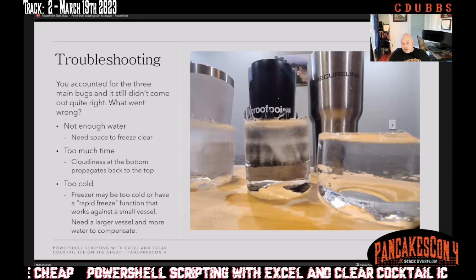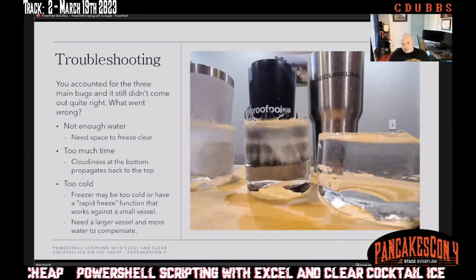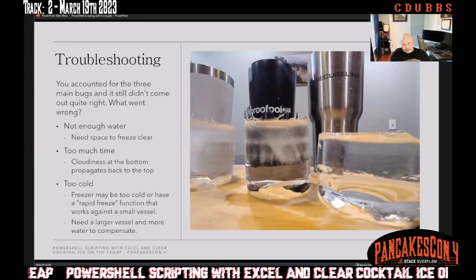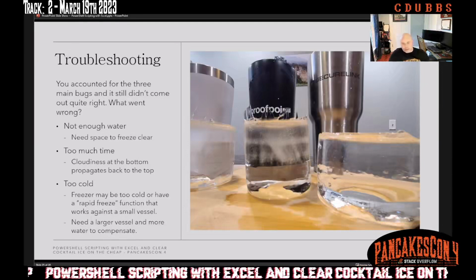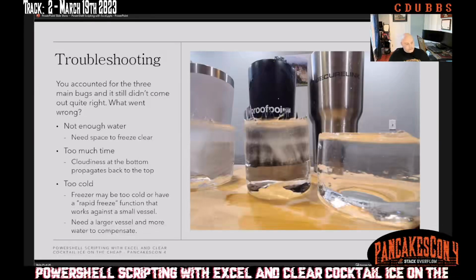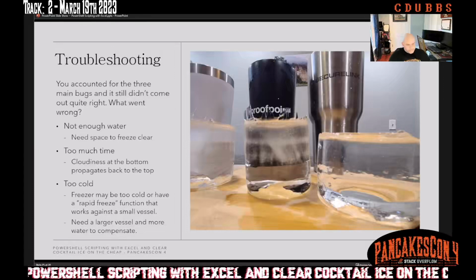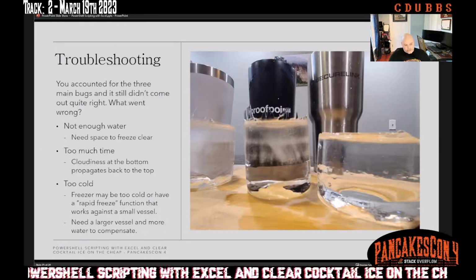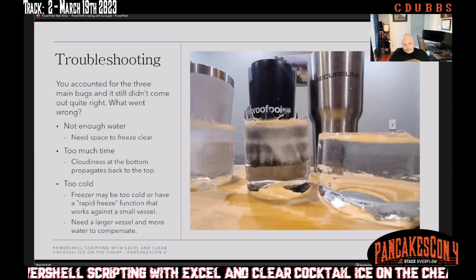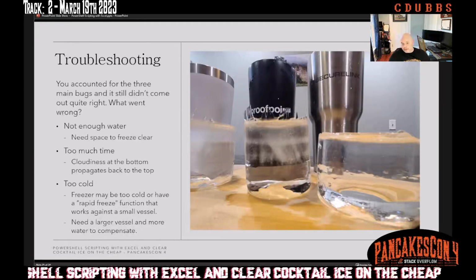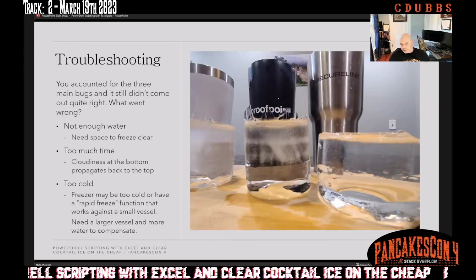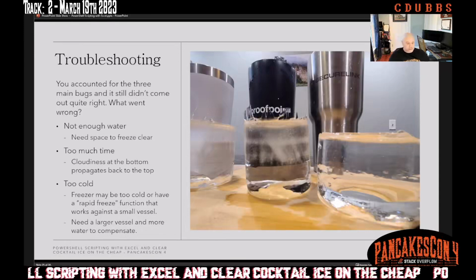If you let it go too long in the freezer, to the point that it can get the tendrils all the way to the bottom and start coming back up to the top, that cloudiness will propagate back up into the ice cylinder you've made. Or if the freezer is just too cold or has a rapid freeze function, you're going to need a larger vessel with more water to create enough of a thermal load that it will freeze slowly enough.